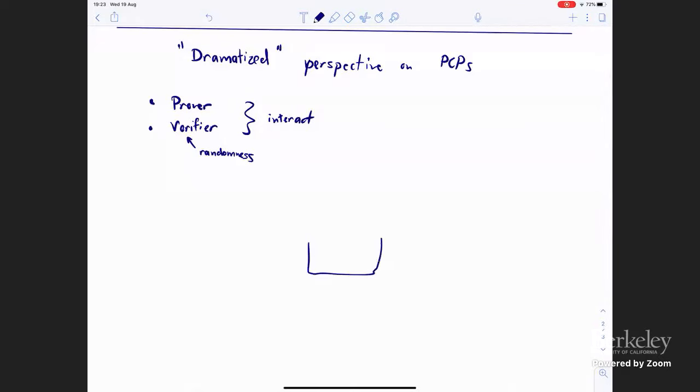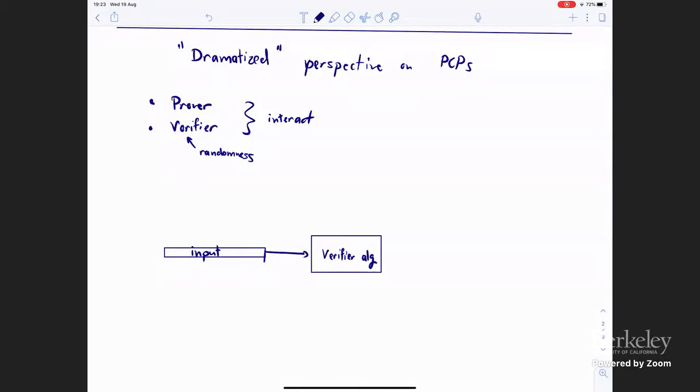So we start with a verifier. Okay, so here is my verifier. And the verifier is always like an algorithm. It's supposed to be computationally efficient, like an algorithm. And the verifier receives an input, for example, a graph that it needs to decide if it's three-colorable or not. Okay.